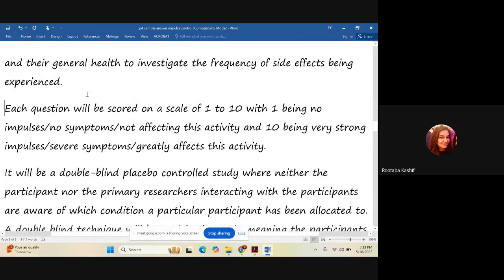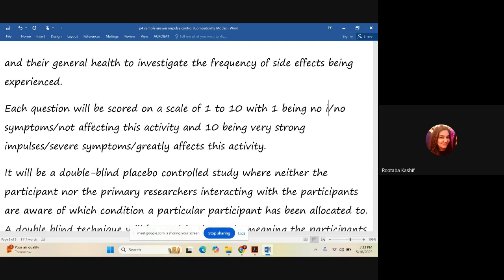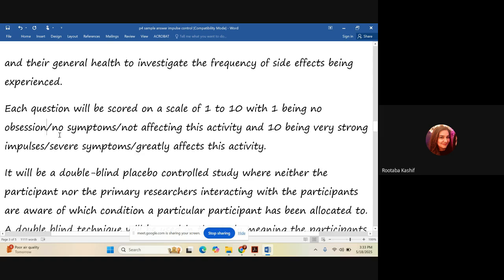questions. So each question will be scored on a scale of 1 to 10, 1 being no impulse or obsession. So I'll just put no obsession, right? No symptoms or not affecting this activity, and 10 being very strong obsession or compulsion. It could also be a compulsion. Severe symptoms greatly affect this activity.